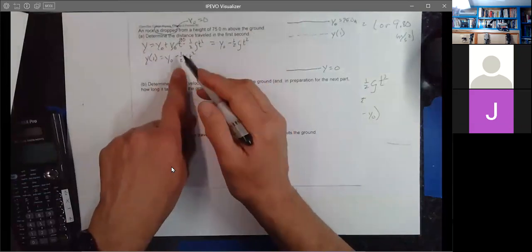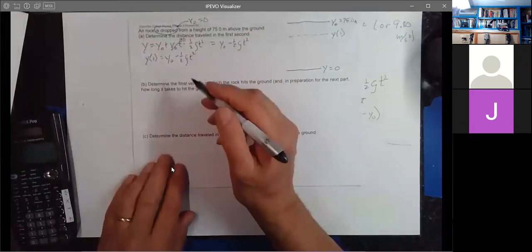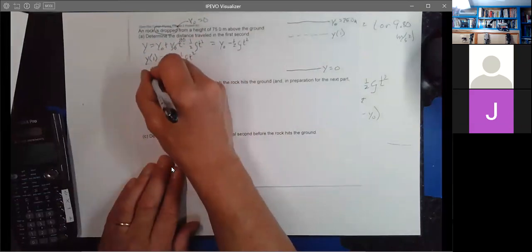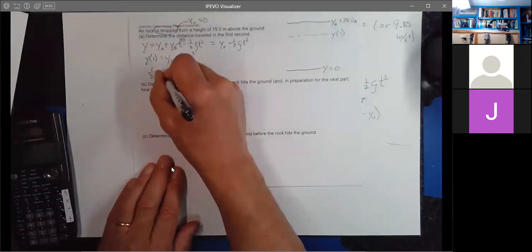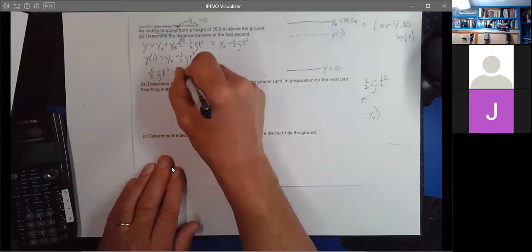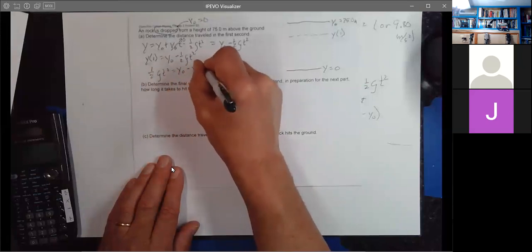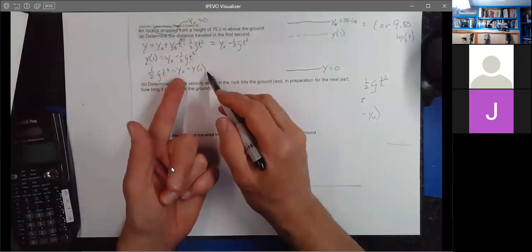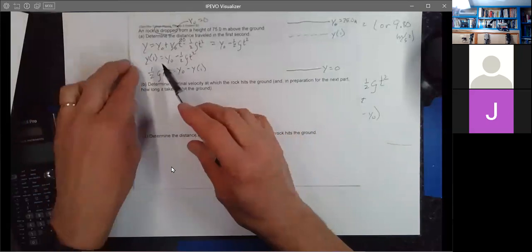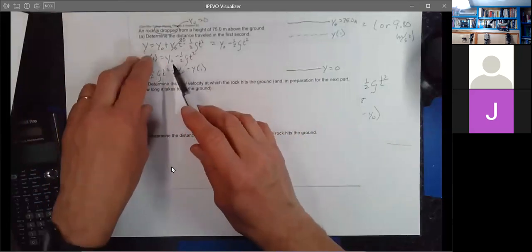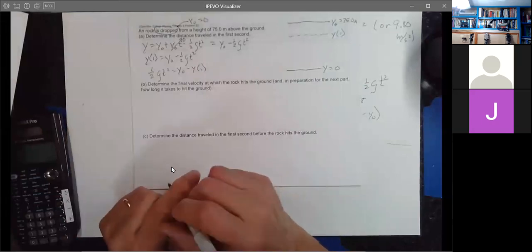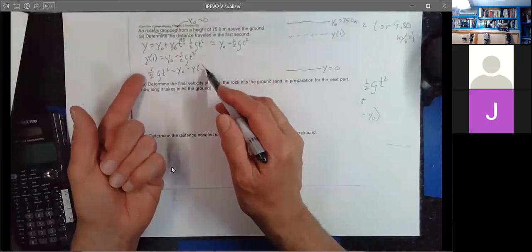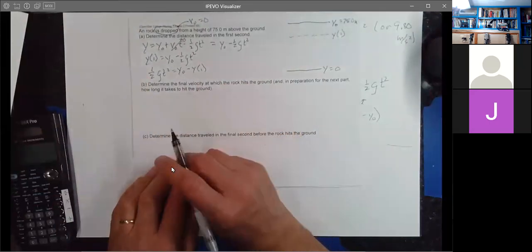A little bit of algebra swapping here. If I kick the 1/2 gt squared across and subtract the y of 1 from each side, I'll get 1/2 gt squared equals y naught minus y of 1. This represents the distance it traveled. Okay, it's going to be positive. Otherwise, I could just figure out what y of 1 second is, which would be the 75 meters minus that thing, and then calculate the distance between that point and this one. But this is a way of doing it all at once.